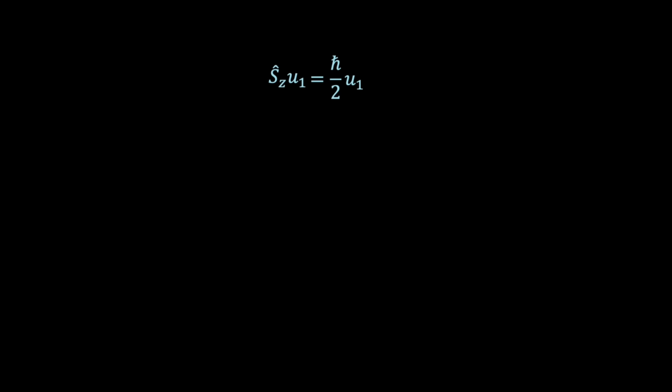Thus we see that when the momentum is directed along the z-axis and we act with the z component of the spin operator, U1 is an eigenstate with eigenvalue plus ħ/2. This tells us that if we were to measure the spin of a particle described by a U1 spinor along the z-axis, the result would be plus ħ/2.